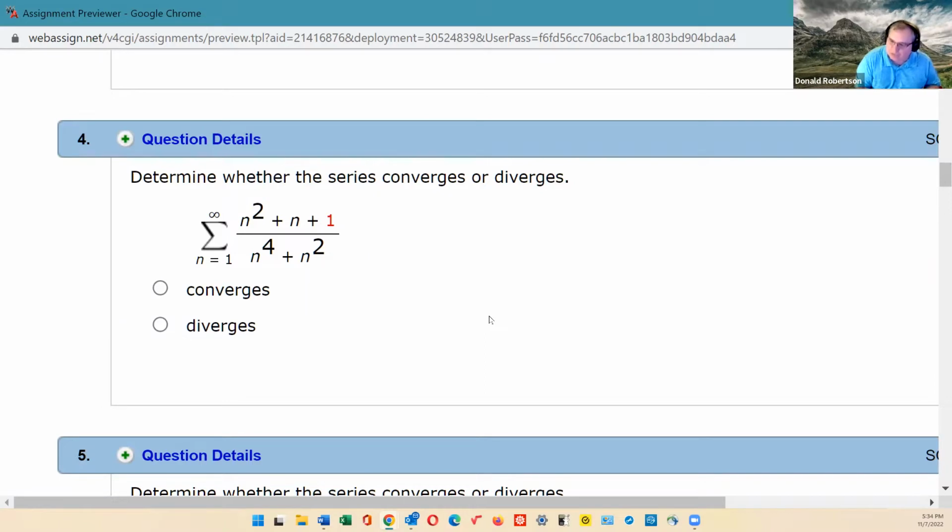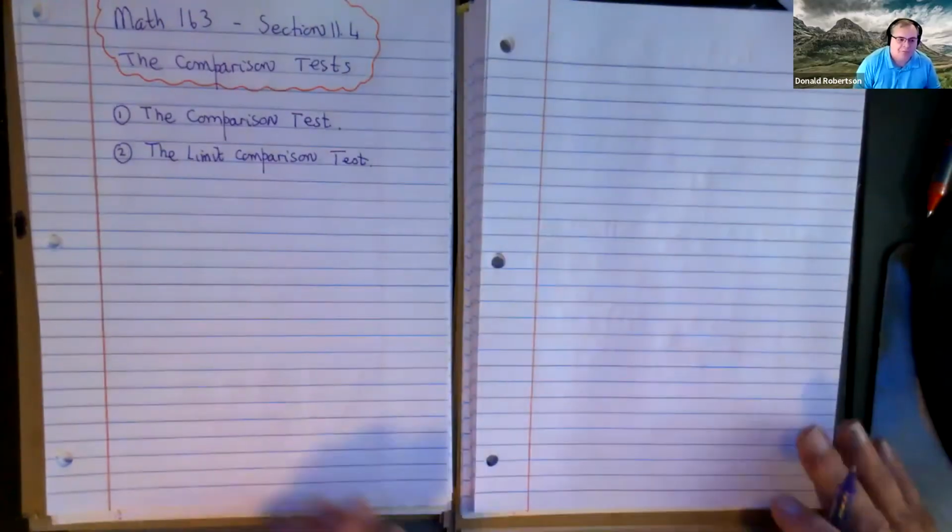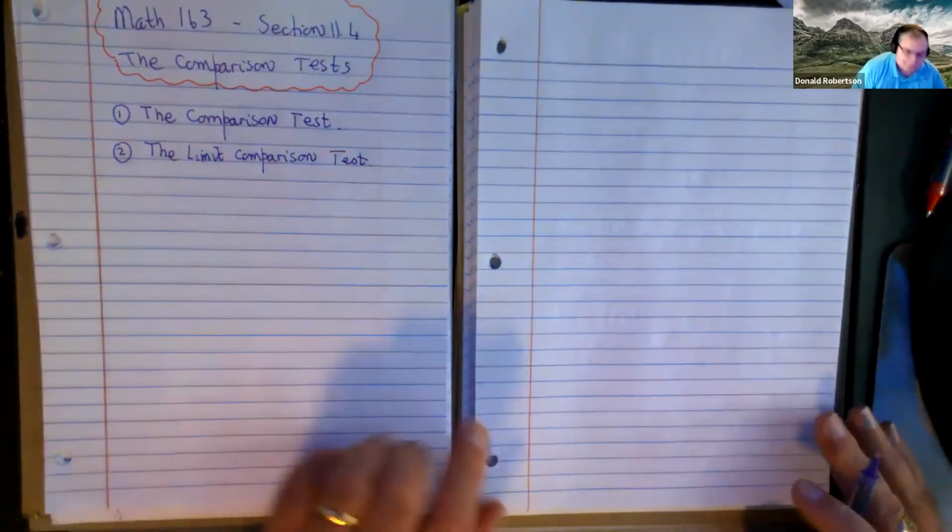They don't have an n squared in the bottom. You can't easily figure out what the thing is. So that particular situation is called the limit comparison test. So that's what we need to use. So I'm going to do some math before we even go near this guy.